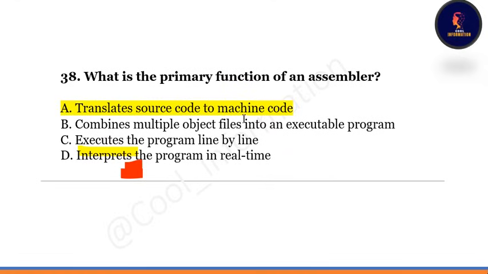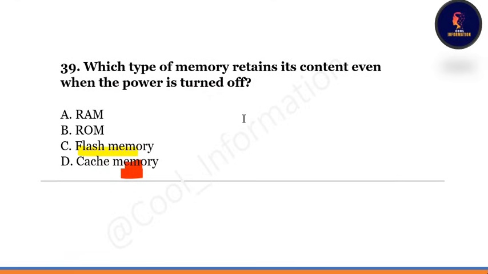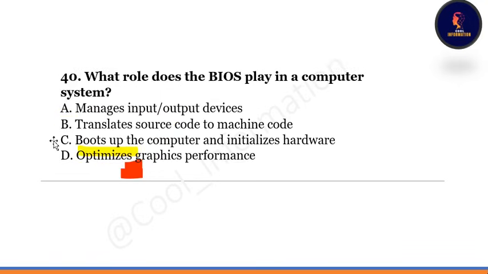Next question, which type of memory retains its content even when the power is turned off? Very simple question. Options are RAM, ROM, flash memory, cache memory. If you already know that RAM is a temporary storage device, then the correct option is option number B, which is ROM. Next question, and this is the last question too.